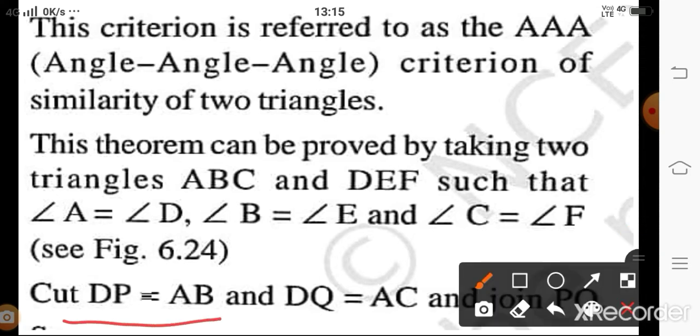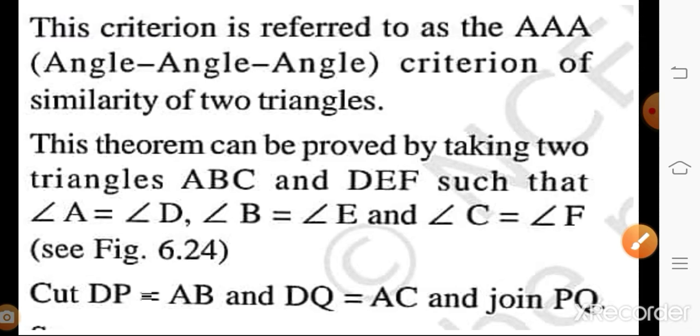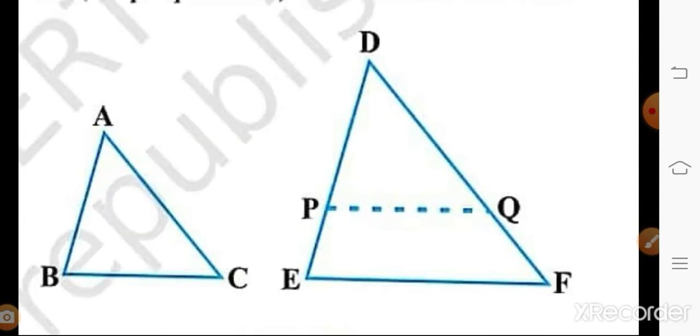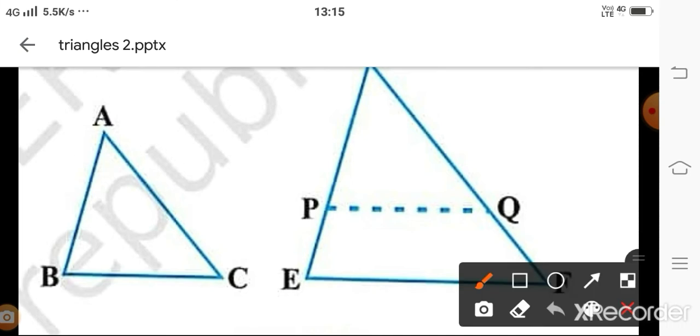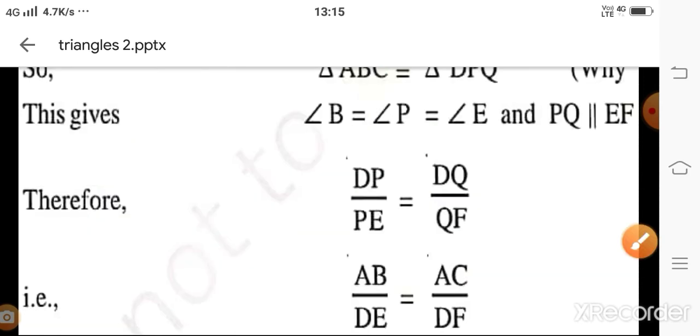Then here we have the construction part. We are taking point P on DE such that DP is equal to AB. Similarly, we are taking point Q on DF such that DQ is equal to AC, and we are joining PQ. Then what we are getting here is AB equal to DP and AC equal to DQ, and we are joining PQ.